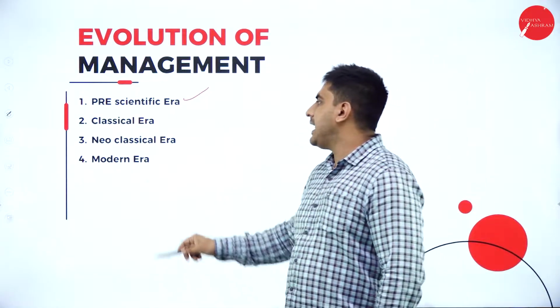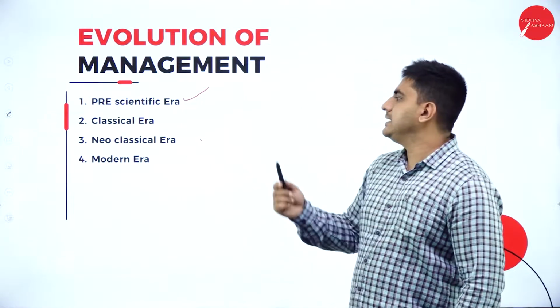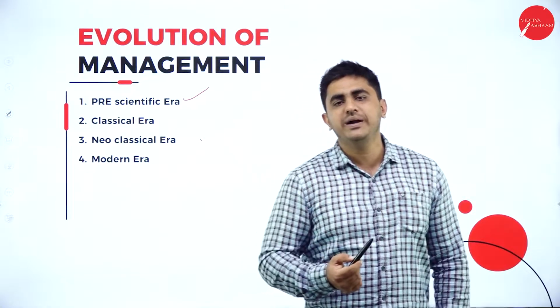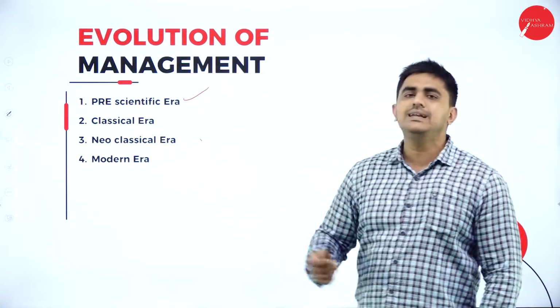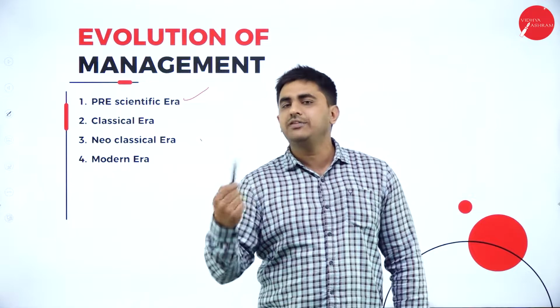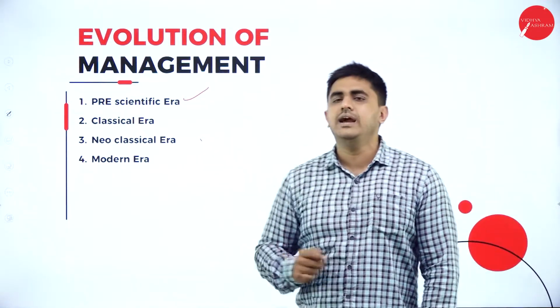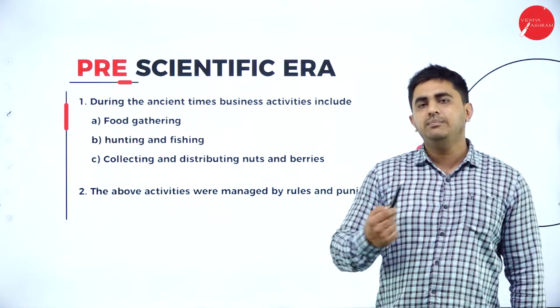Then comes the classical era. The classical era is basically what happened to management during the industrial revolution. Then comes your neoclassical era. The neoclassical era comes after the classical era. And the latest era, which is ongoing, is the modern era. Now we will understand one by one.